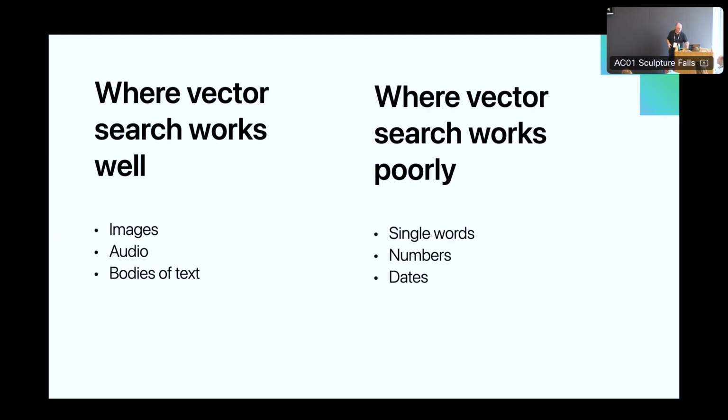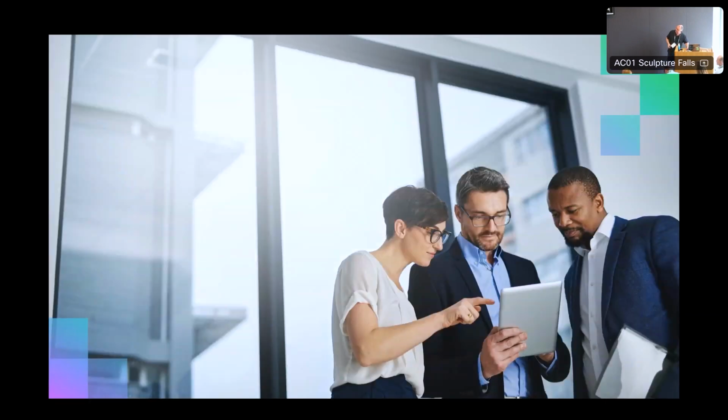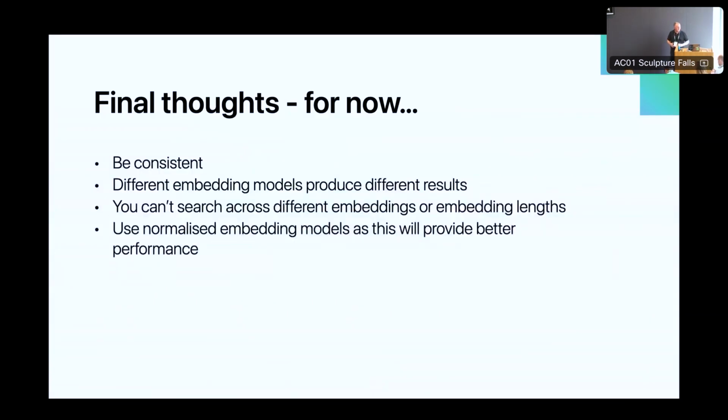So my final thoughts. You've got to be consistent with this. Different embedding models will produce different results. You can't search across different embeddings or embedding lengths. And using normalized embedding models will provide better performance. And to be honest, the cosine similarity function in FileMaker seems to fail if you're using unnormalized vectors. There may be some help coming for that in the future.